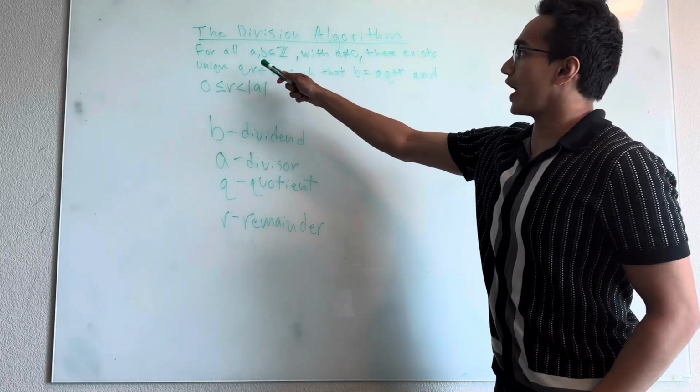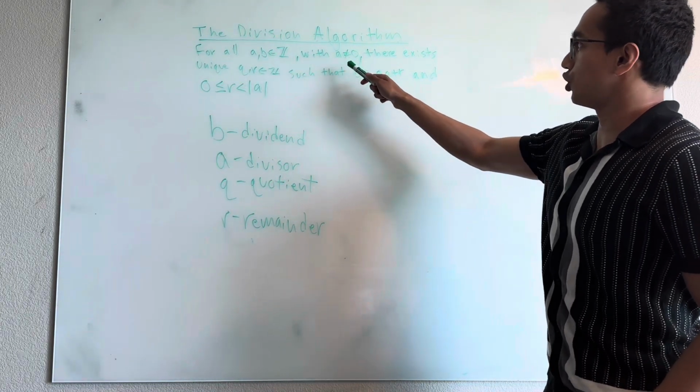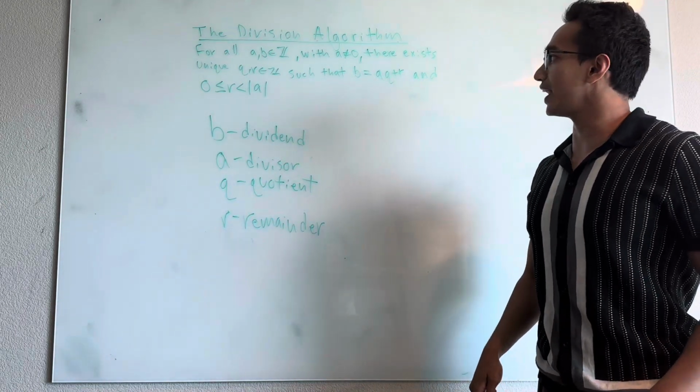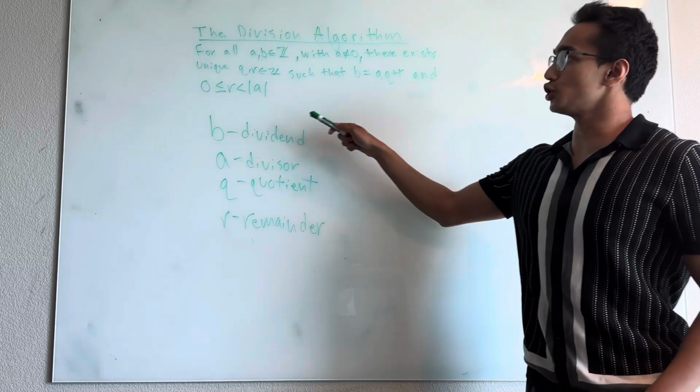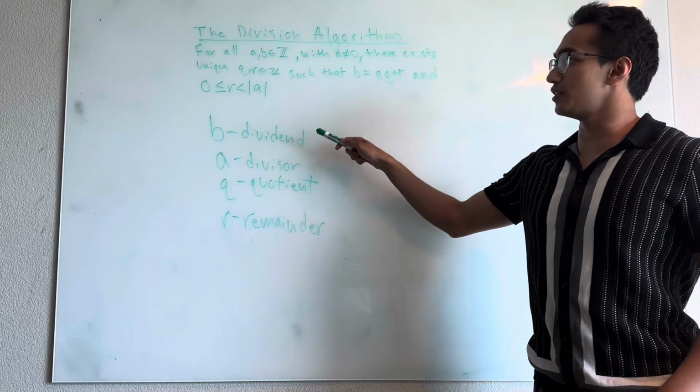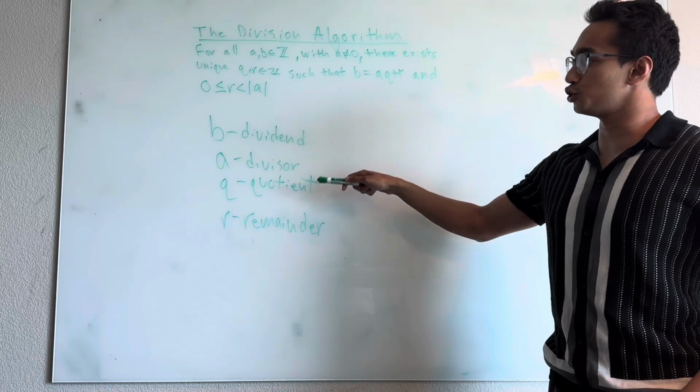For all integers a and b, with a not equal to 0, there exist unique integers q and r such that b equals a times q plus r, and r is greater than or equal to 0 and less than the absolute value of a, where b is the dividend, a is the divisor, q is the quotient, and r is the remainder.